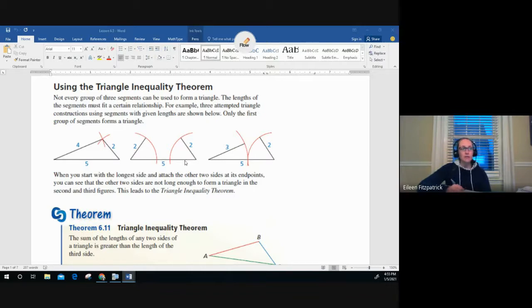Here I have a segment of length 5 and then 2 and 2. And the red arcs are showing that if you move those segment lengths of 2 down towards each other to try to meet at a vertex, they're never going to meet. Okay, they're going to flatten down because they're not long enough. They're not going to meet. So a triangle is not going to be formed. And the next one as well, 5, 3, and 2. If you take the 3 and the 2, the red arcs are showing you as you bring them down, they're going to meet, but not until they're parallel with the other segment. So you're not going to have a triangle. You're going to have two segments that are just parallel to each other.